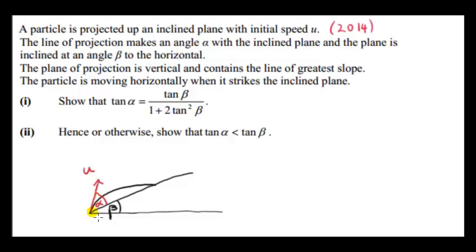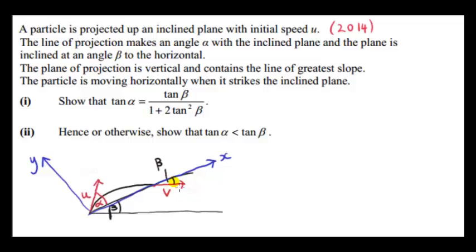In this problem we have an inclined plane at angle beta to the horizontal. A particle is fired at angle alpha to the inclined plane, and it strikes the inclined plane in such a way that the final velocity is horizontal. Now, since the final velocity is horizontal, this angle in here is beta. So as usual, we take the positive x-axis to be up the incline and the positive y-axis to be perpendicular to the incline.